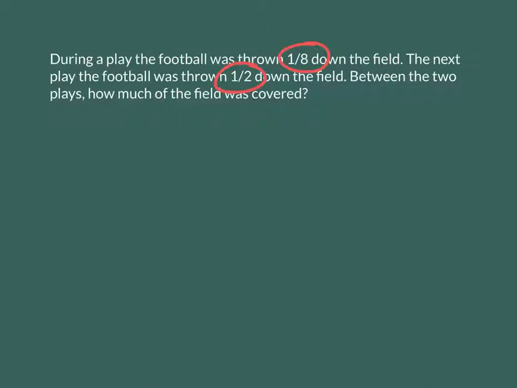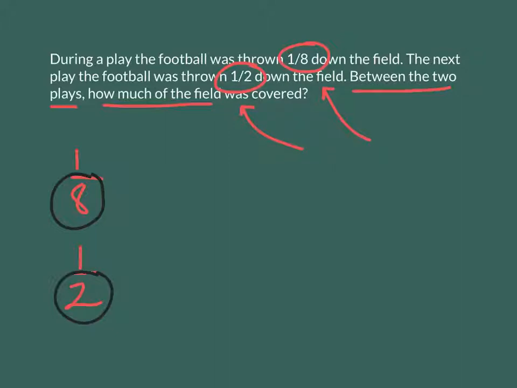Thank you for working on that problem. Like I said before, I really wanted us to look at the fractions 1/8 and 1/2. When we have 1/8 and 1/2, and we are dealing with an addition problem because we are looking for between the two plays how much of the field was covered, we need to have a common denominator like we had in the first problem. 8 and 2 don't seem pretty common to me. A common denominator is when both of the numbers in the bottom of the fraction are the same. And to me, 8 and 2 are not the same.